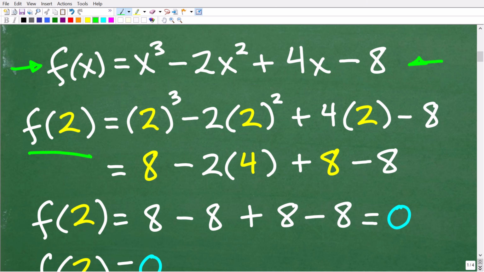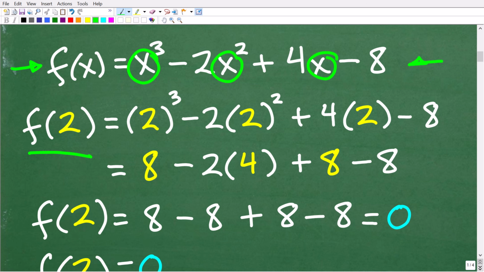So we're going to write it this way. f of 2 is equal to what? Well, we're going to replace all these x's here with 2. So that means we're going to have 2 cubed minus 2 times 2 squared plus 4 times 2. Now notice when I'm evaluating this function, I have parentheses, right? So when you evaluate functions, make sure to always use parentheses when you are plugging in a numeric value.